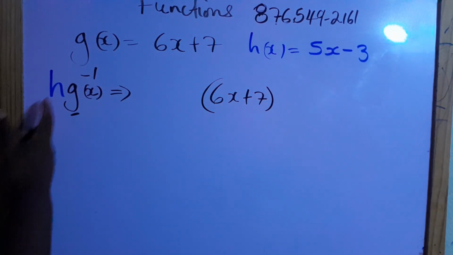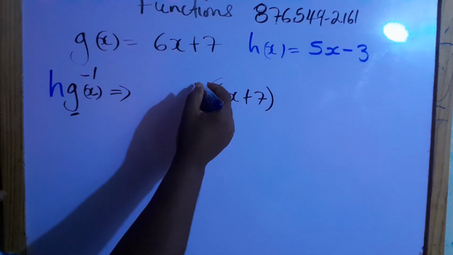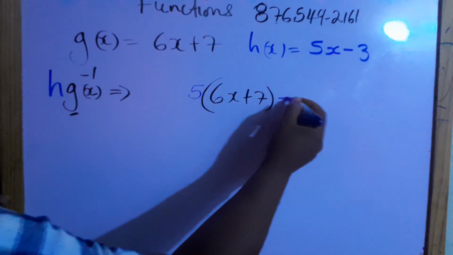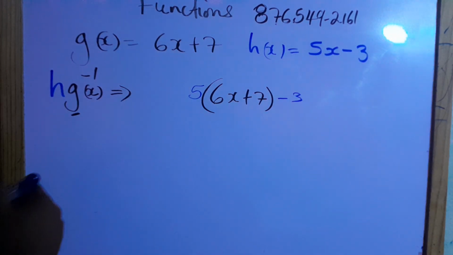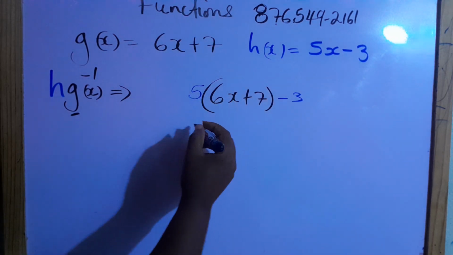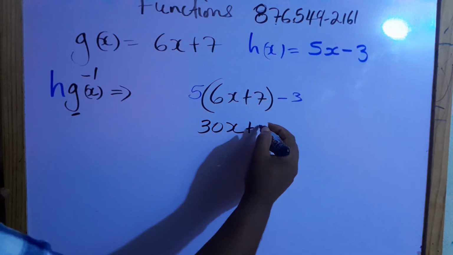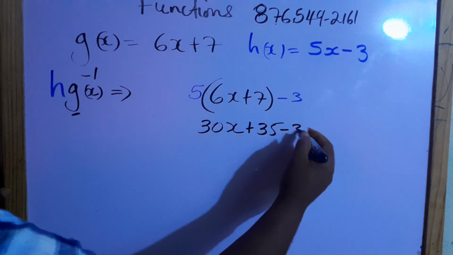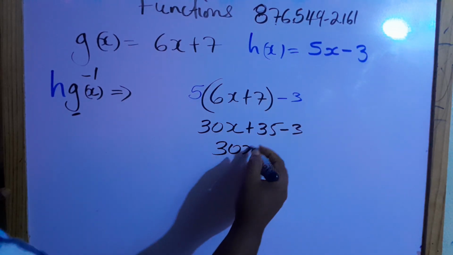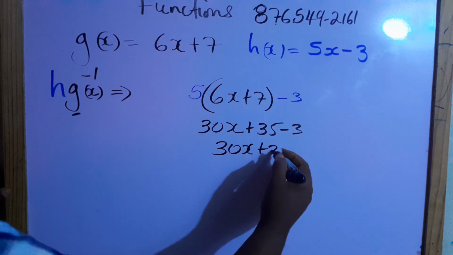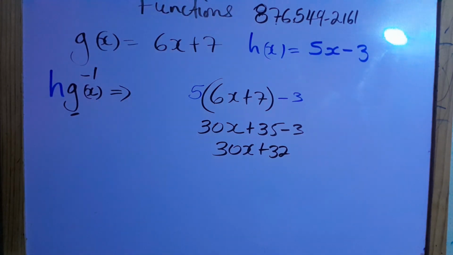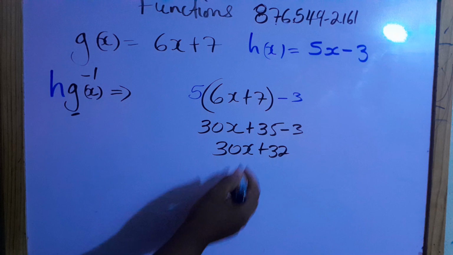Next, we write back h. That's what we did in the first part of the video. So we have 5x minus 3. So we just combine it first and then we find the inverse. 5 times 6, 30x. 5 times 7, 35, minus 3. That gives us 30x plus 32 because we subtract. So all we need to do is just find the inverse of this.